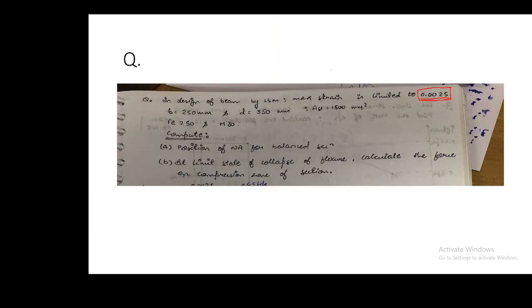Okay, so now there is a little bit of change in that. The question is saying try to assume the ultimate strain is 0.0025. B is given, D is given, Ast is given, Fe250, M30. Compute the position of the neutral axis for the balanced section, and at the limit state of collapse in flexure, calculate the forces on the compression zone of the section. That means we have to calculate C. What is C and what is X?